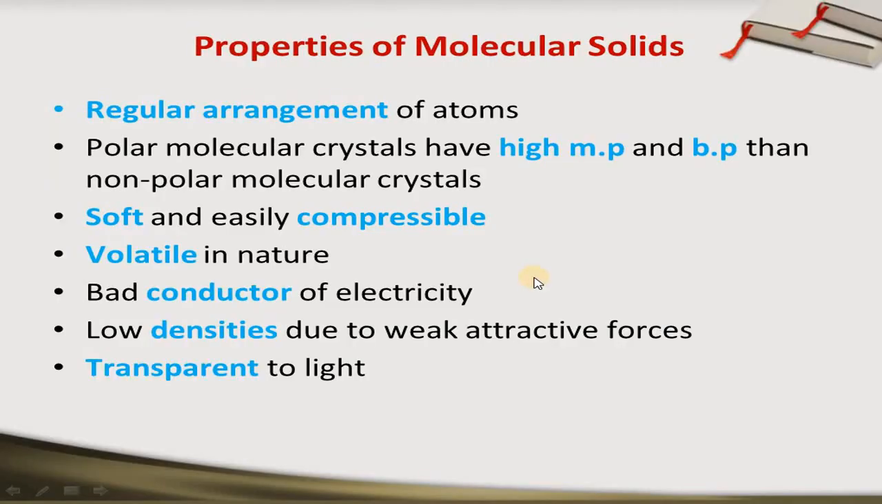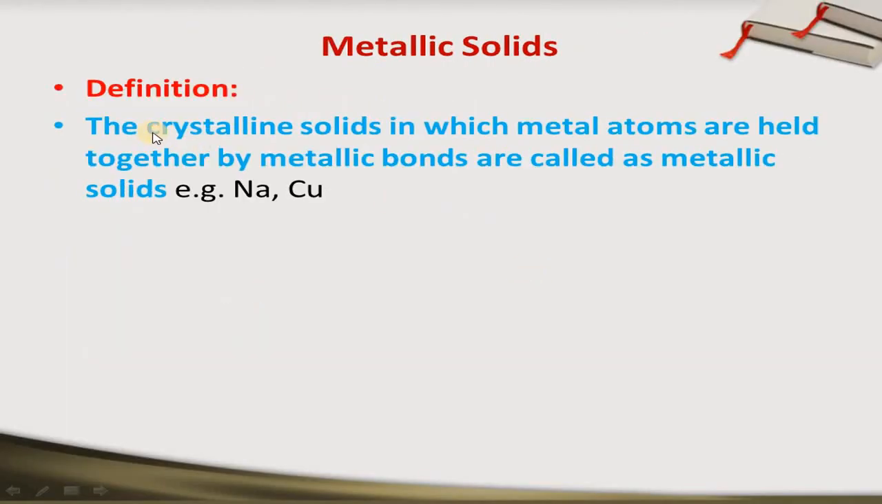Next we have metallic solids. If we define metallic solids, these are the crystalline solids in which metal atoms are held together by metallic bonds. For example, we have sodium and copper.